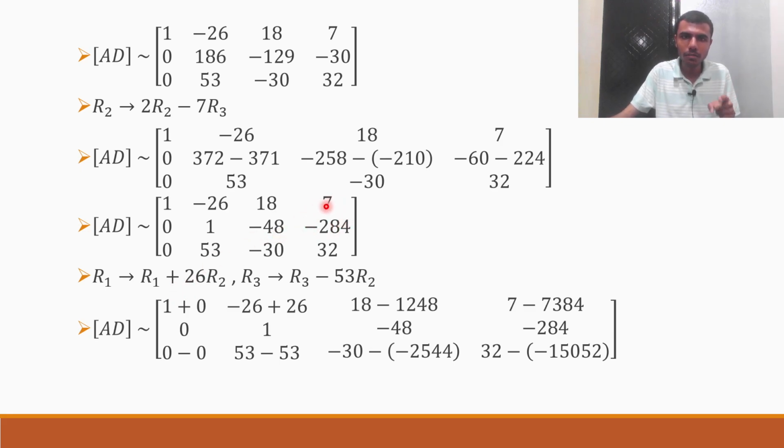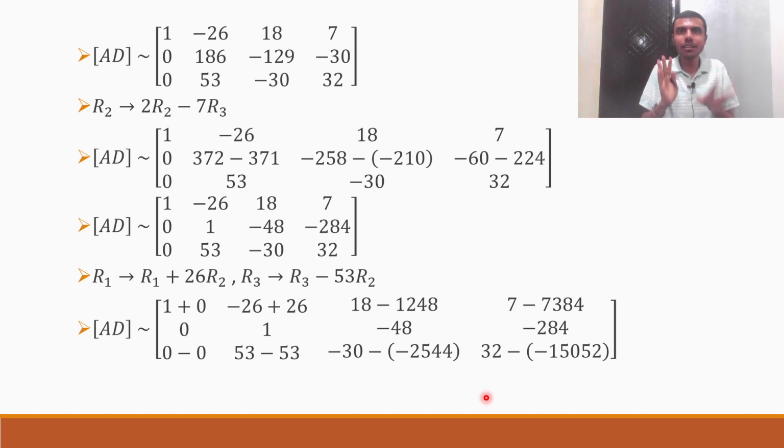R1 plus 26 R2, that means 7 plus 26 into minus 284, that means 7 minus 7384. Wow, those are some big numbers. R2 will remain as it is. Likewise 0 minus 53 into 0 is 0 minus 0, and 53 minus 53 into 1 is 53 minus 53, and minus 30 minus 53 into minus 48, that means minus 30 minus of minus 2544, and 32 minus 53 into minus 284. 53 into 284 is 15052.